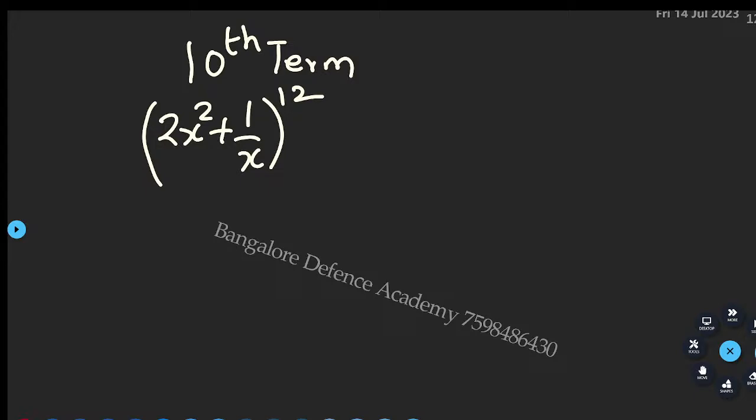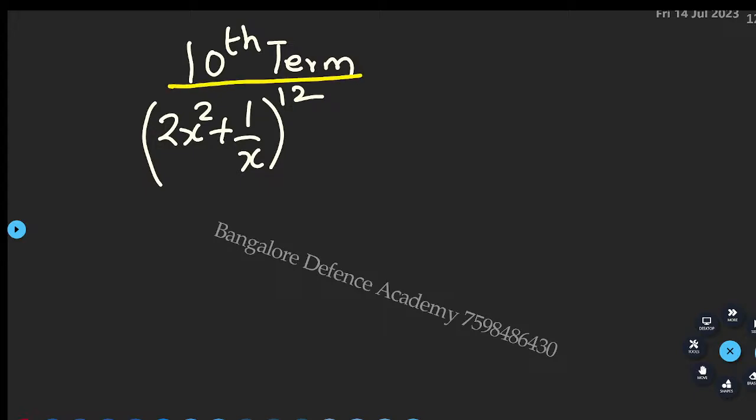Have everyone written it? Okay, now tell me, what is the power in this question? n is equal to how much? 12. How many terms will be there? 13 terms will be there. So what will be the middle term? You should check whether it is odd or even, correct? So the 7th term will be the middle term, right? You have to remember this, but that is not the question. I want to find what term here?